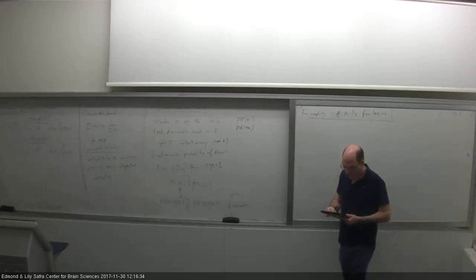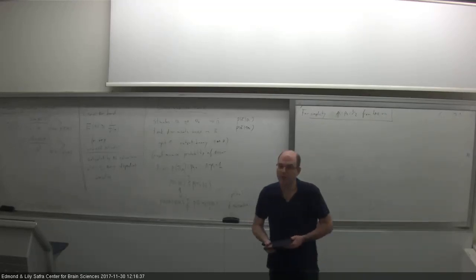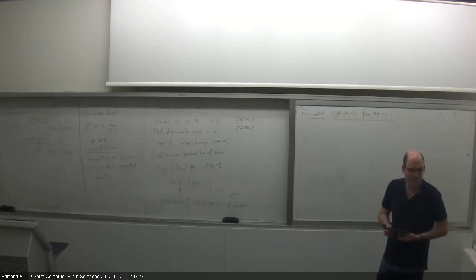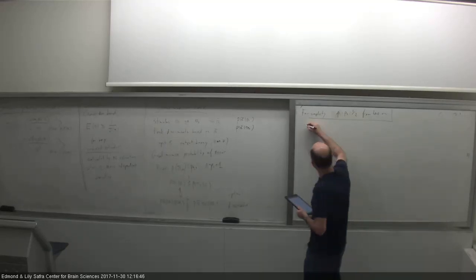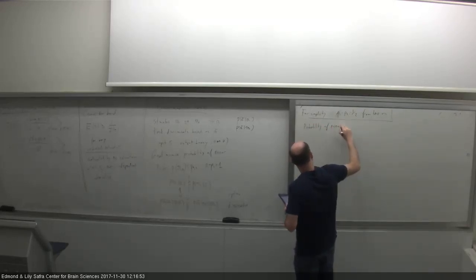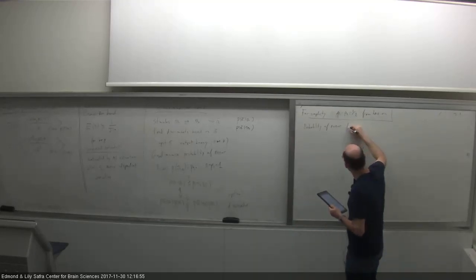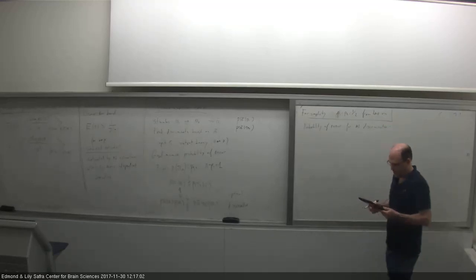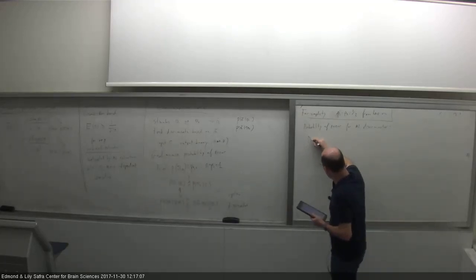Okay. So now what I want to do is to ask what is the probability of error. The optimal discriminator is very well defined. I want to evaluate its performance. So how do we do it? Let's first make a definition.